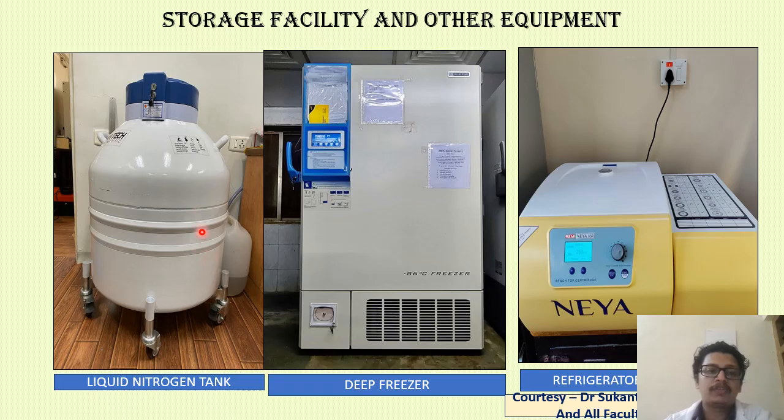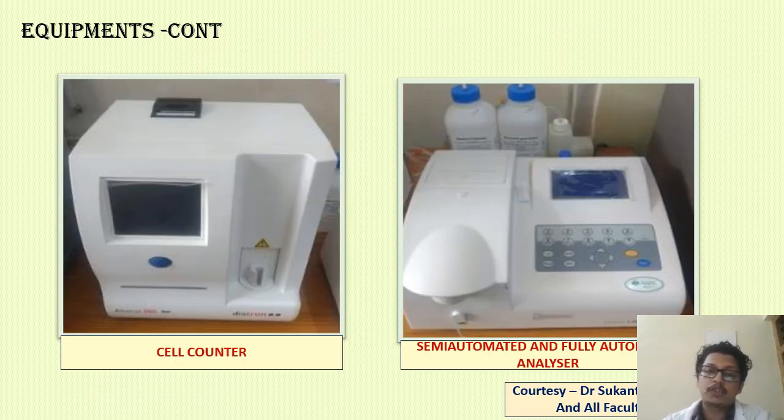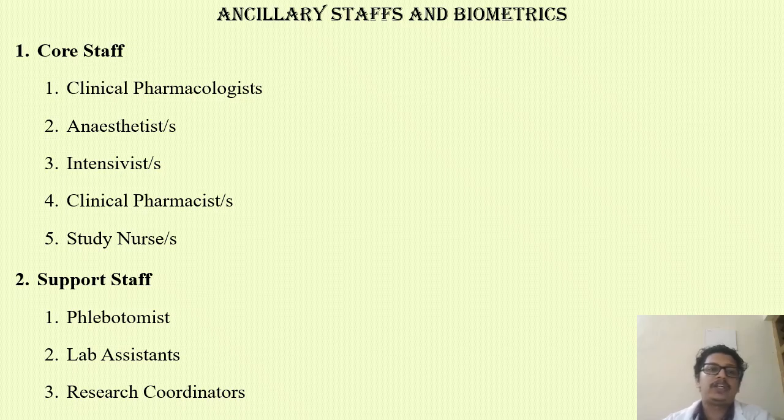If a cell culture facility should be ensured, deep freezer, refrigerator and centrifuge should be available. Cell counter should be available for cell culture studies and hematological studies. Semi-automated and fully automated analyzers should be available. This is about the analytical laboratory, and the clinical pharmacokinetic laboratory should be attached. That's much about these facilities.